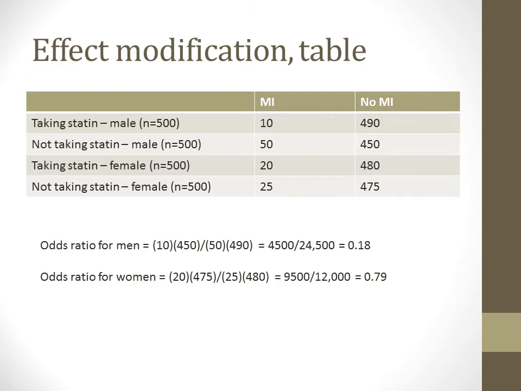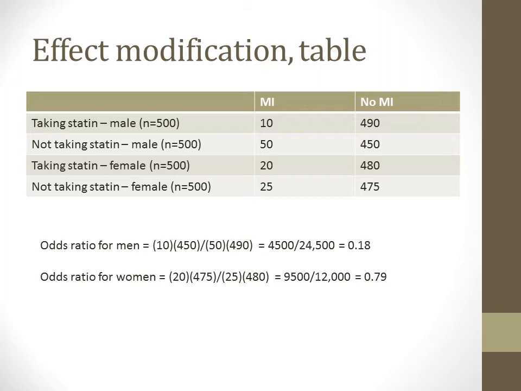So here's an example, just with raw numbers in it. This is an effect modification table. You'll see that the result is MI or no MI, or coronary disease, no coronary disease. And then the first two rows are taking statin male, not taking statin male. And then the second two rows, you can think about it as even a separate table, is taking statin female, not taking statin female. And each group has 500 in it. And you can see here that you can even just see looking at the raw numbers, right, that the impact of taking a statin is greater in men.